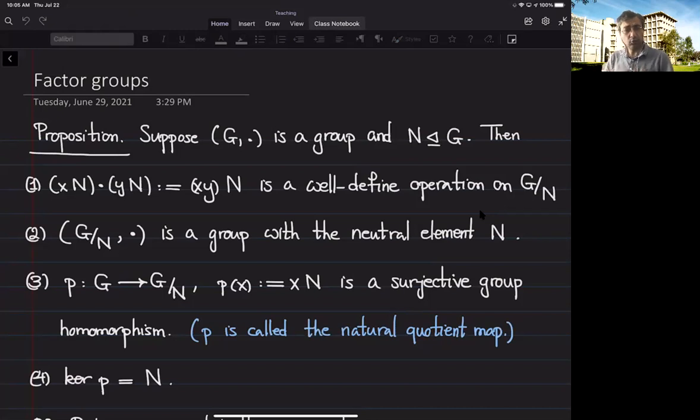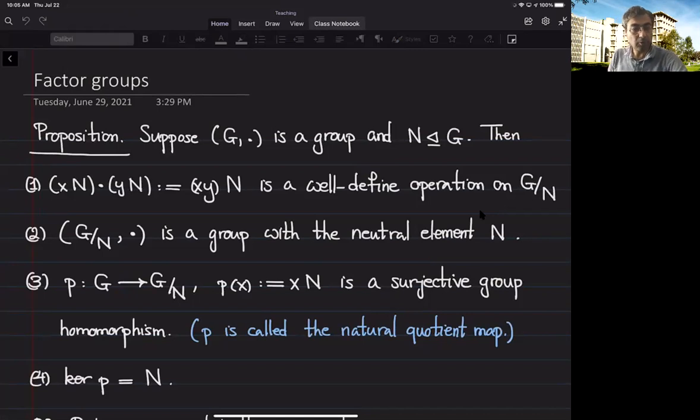In fact, we defined a normal subgroup to be a subgroup where the left cosets are equal to the right cosets as sets. So in a sense that xN equals Nx for every element x in the group G. For this type of subgroups that we call normal subgroups, we showed that xN dot yN equals xyN is a well-defined operation on the set of left cosets of the subgroup N.